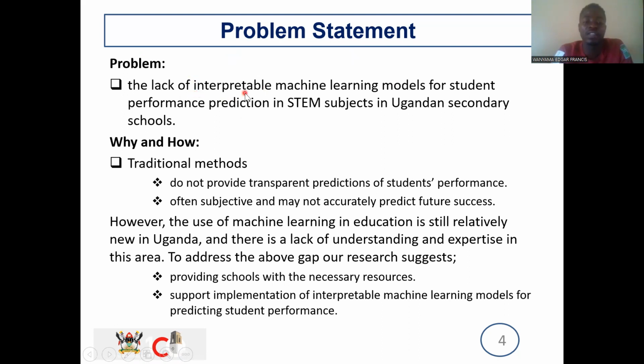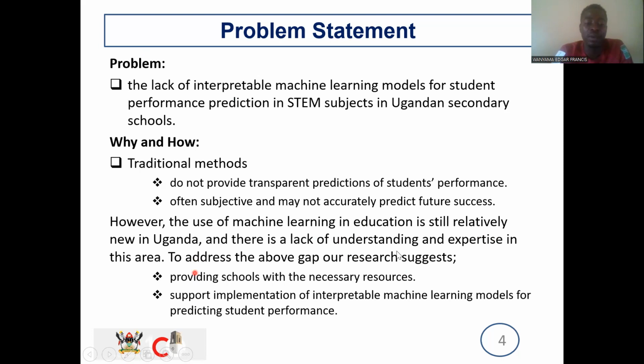the decisions are understood. But here, the decisions are not understood. They're not transparent. The predictions for students' performance are not transparent, yet with interpretable models they are transparent. And even the traditional methods are often subjective and may not actually predict future success. So you see that the use of machine learning in Uganda is still very new. And this means that there is lack of understanding and expertise in the area of machine learning here in Uganda.